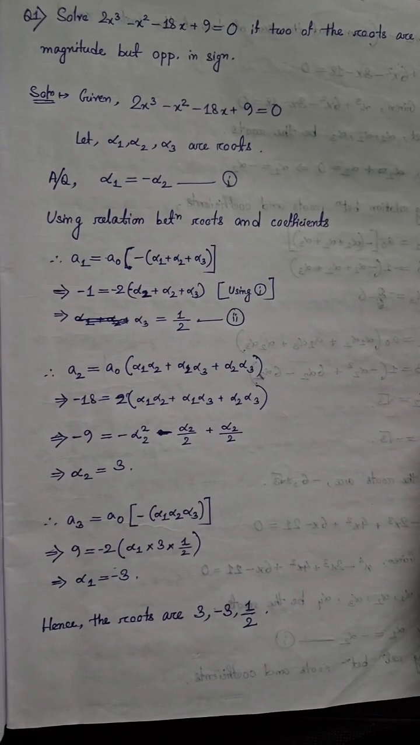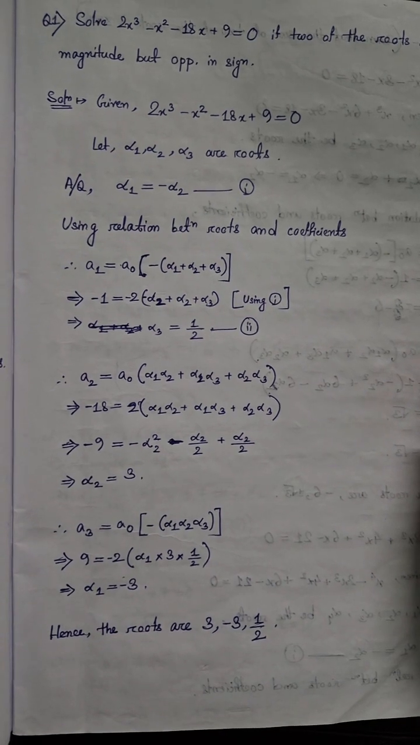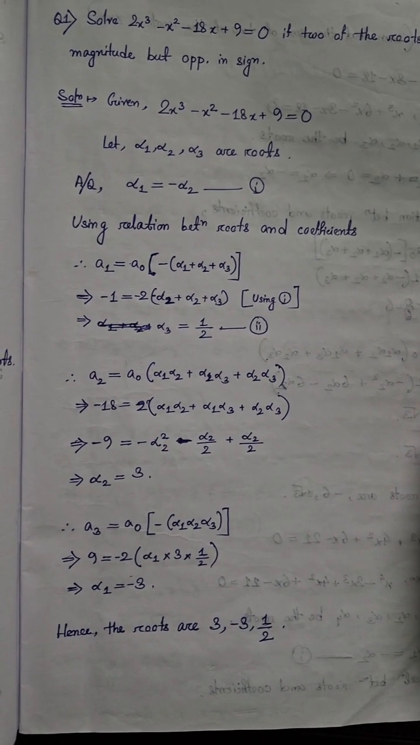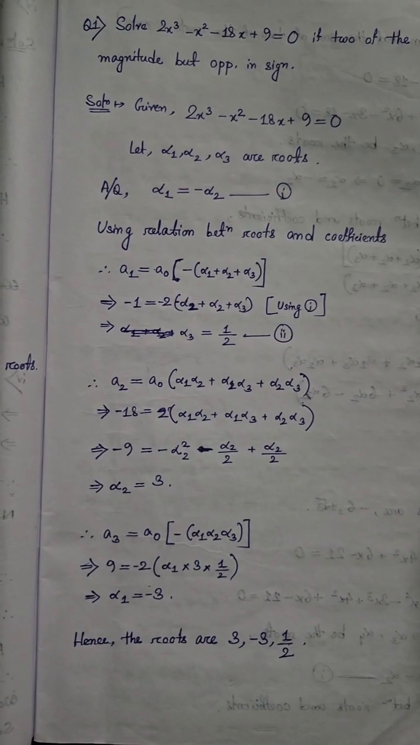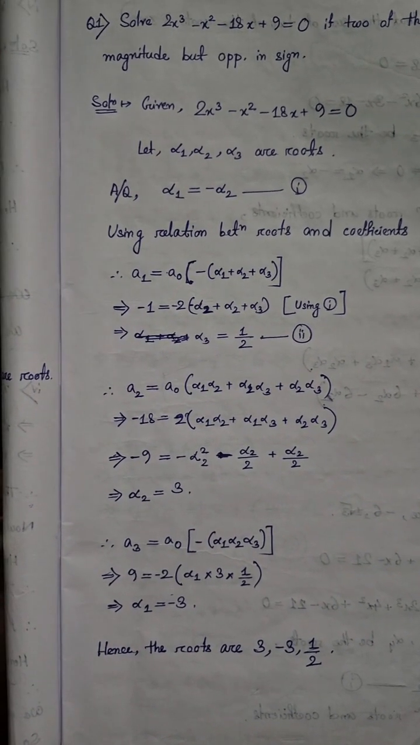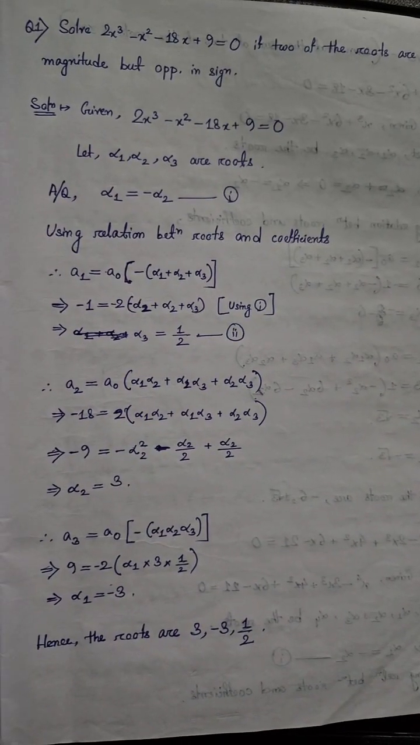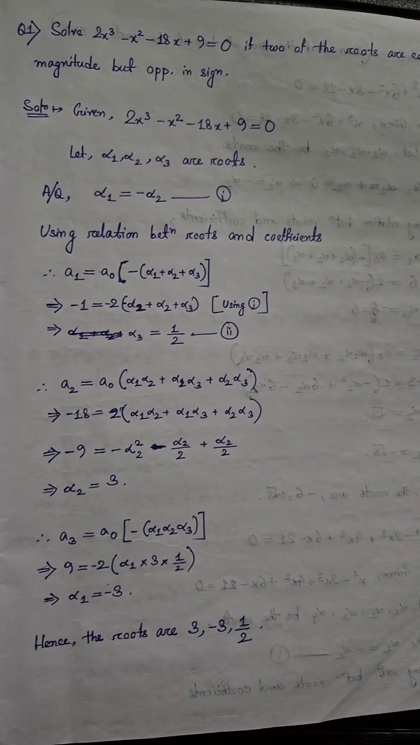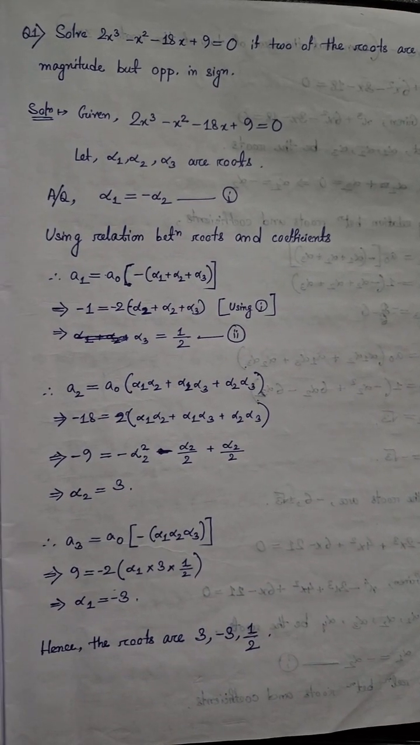Now our next method is based on the relation between roots and coefficients. Here we are given 2x cube minus x square minus 18x plus 9 equal to 0, if two of the roots are equal in magnitude but opposite in sign. So at first we have to assume the three roots as alpha 1, alpha 2 and alpha 3. Then according to the question, alpha 1 is equal to minus alpha 2, that is alpha 1 plus alpha 2 equal to 0. So I can write that like this: alpha 1 equal to minus alpha 2.